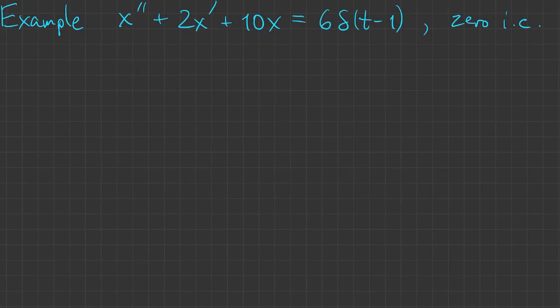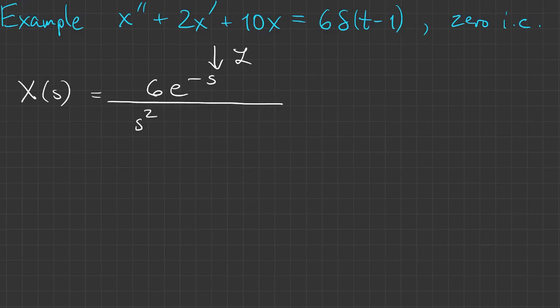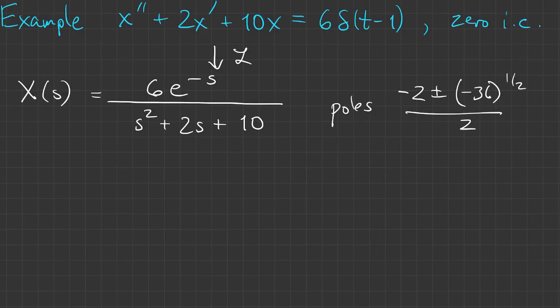Here's a damped oscillator with zero initial conditions. The transform has just the characteristic polynomial in the denominator. So its roots are the poles of capital X, which we can find by the quadratic formula. We get negative 1 plus or minus 3i. So that negative 1 is our real shift.